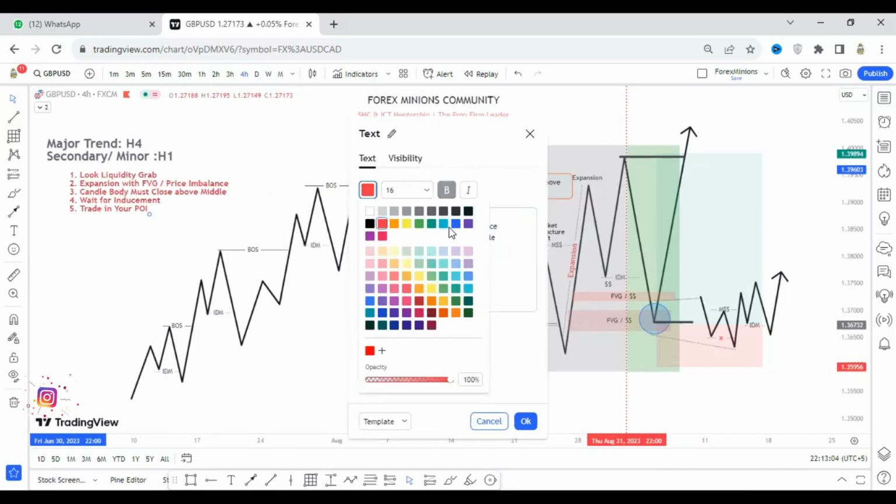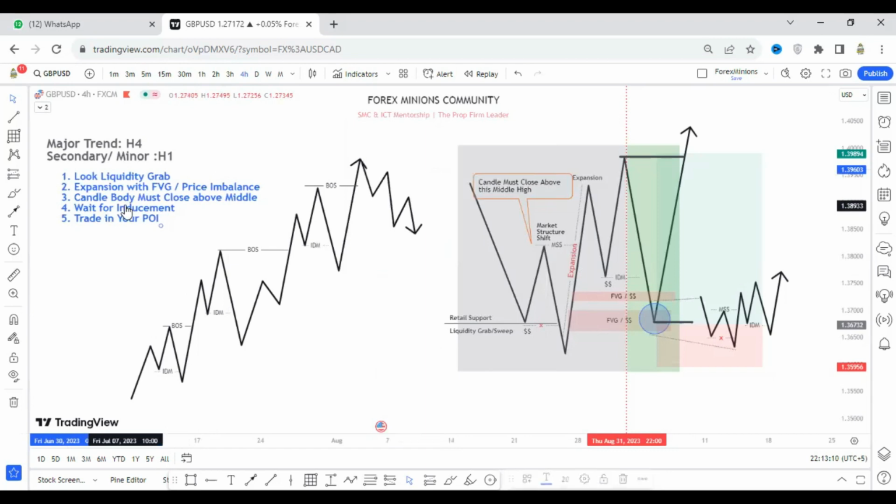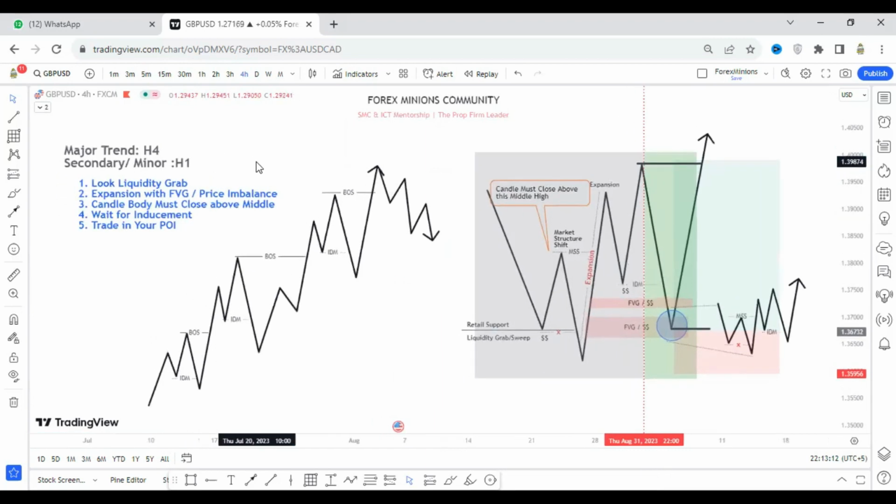Just go to your charts, backtest this strategy, these points, and you will find a lot of strong setups on your trading platform, or you can say there will be a lot of improvement in your trading style. So this was for the bullish trend.